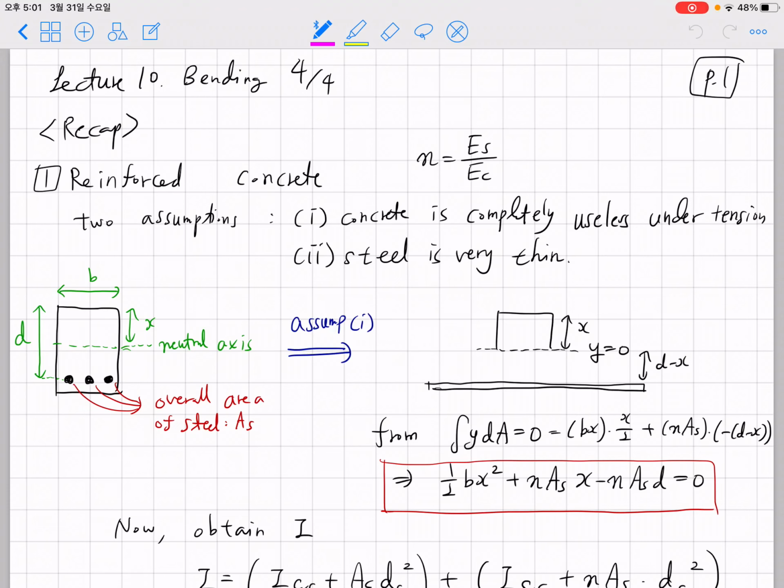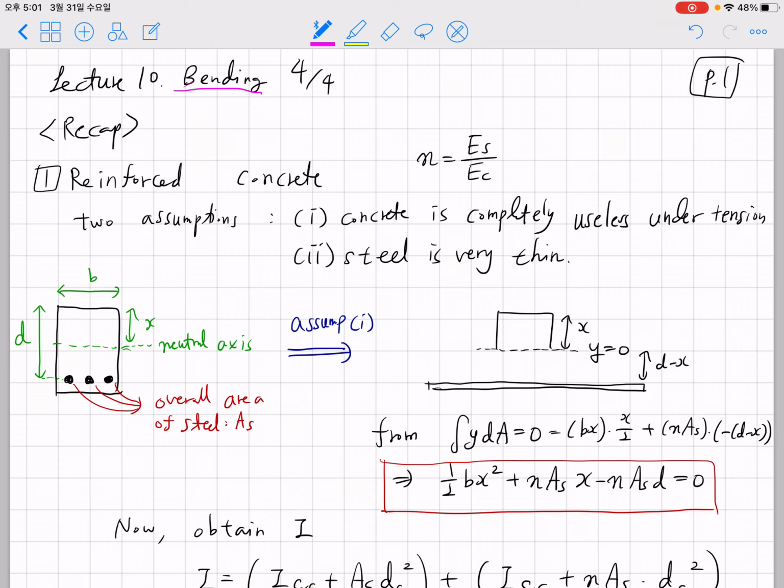Hi everyone. Today I'm going to give you my final lecture on the section on bending deformation. Before talking about new concepts, let me give you a review as always. In the previous lecture, we covered three topics.